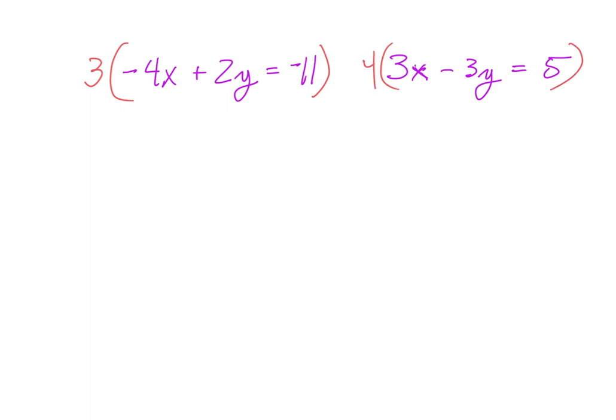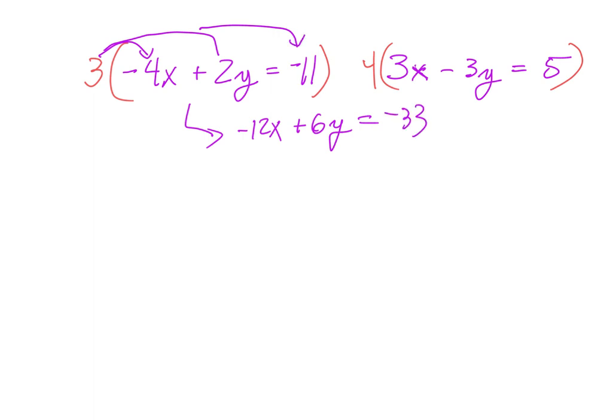And when I do that, I'll bring this first equation down. It will be 3 times negative 4x, which is negative 12x. 3 times 2y, which is plus 6y, equals 3 times negative 11, which is negative 33. And then my second equation I'm going to bring down, 4 times 3x, positive 12x, 4 times negative 3y is negative 12y. There's my equal sign. The equal sign's in the same spot. 4 times 5, positive 20.